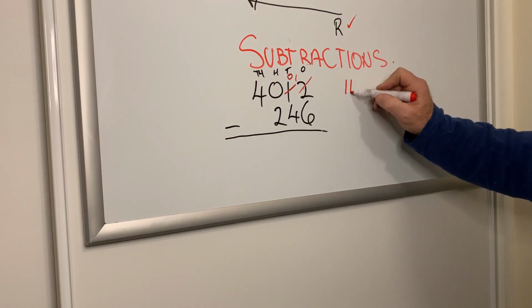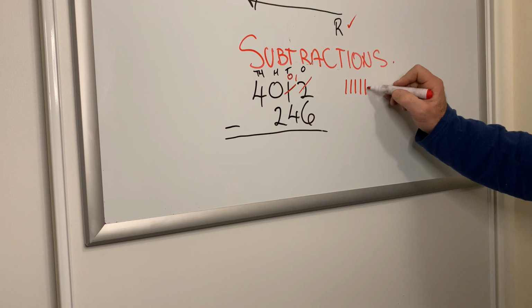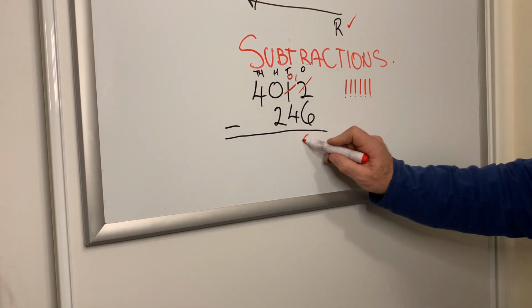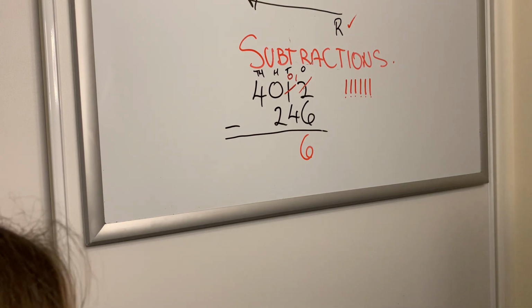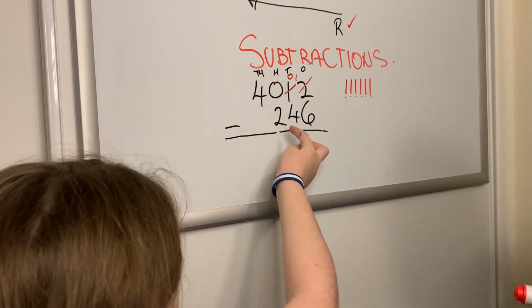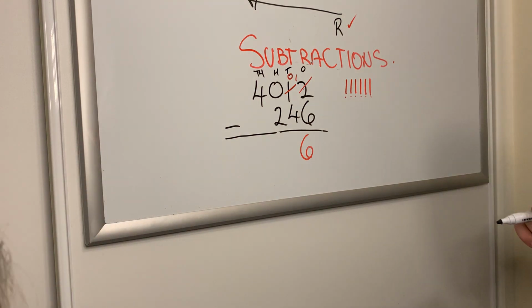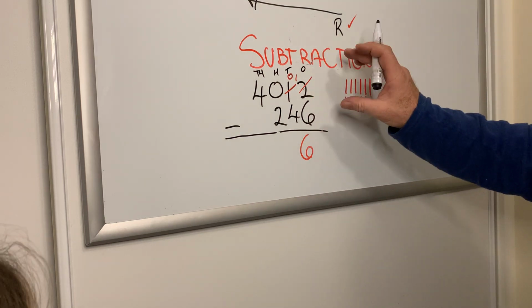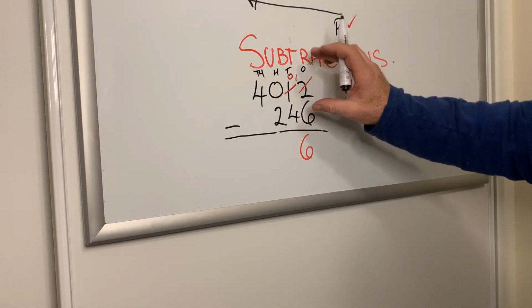6, 7, 8, 9, 10, 11, 12. So we've got 1, 2, 3, 4, 5, 6. Becomes a 6. Now this is where it becomes trickier, because you can't do this and you can't do that. So now the problem we've got here, Logan, is we get into what we call regrouping. So this is called borrowing. We are borrowing from our neighbour.